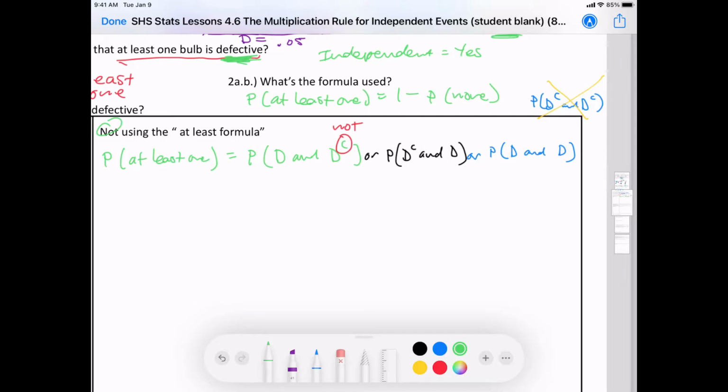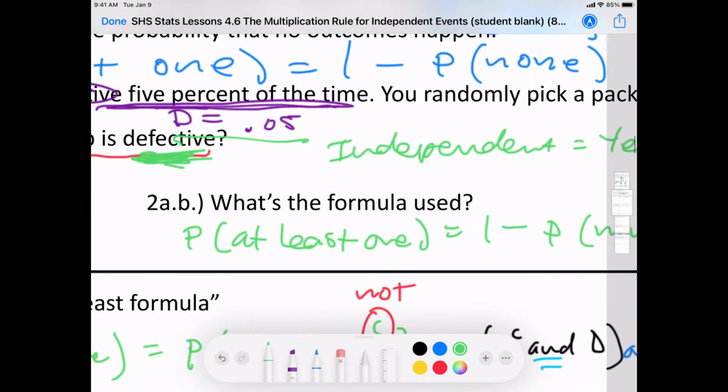Okay, so again, the big idea is, because you have the word "and" and they are independent, it's going to be multiplication. So defective is 0.05 of the time. Okay, not defective, let's just put it up here. Not defective is 0.95. Why? Because when you add up probabilities, they add up to 1. So basically, how did I get 0.95?